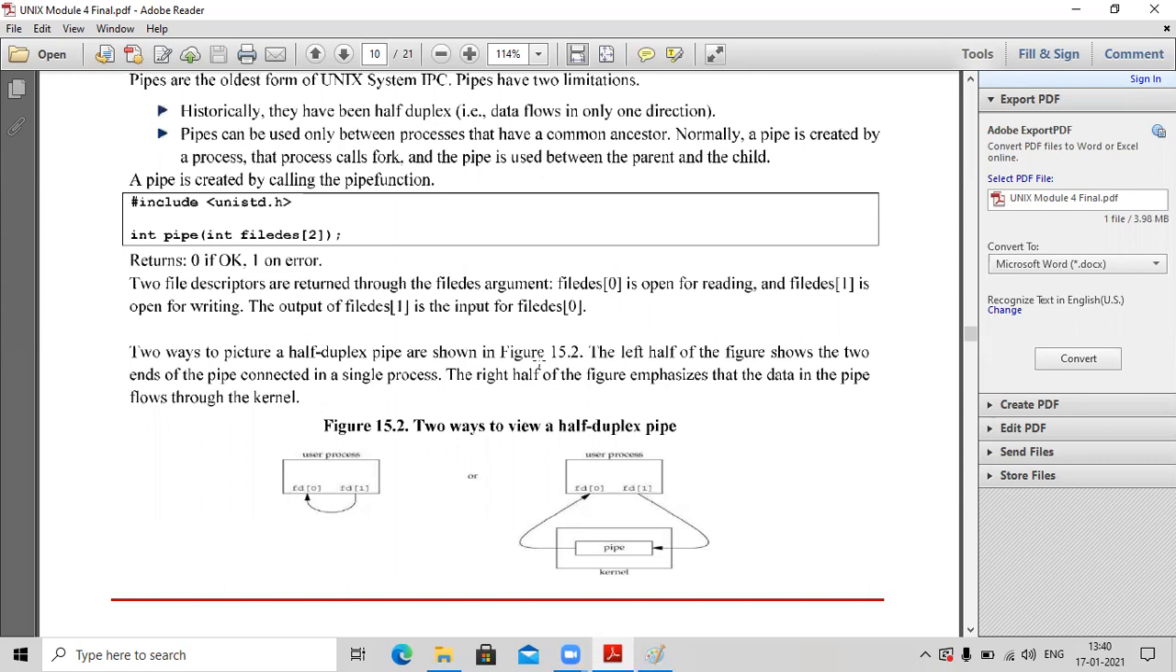As you can see, the left of the figure shows the two ends of the pipe connected in a single process. The right of the figure emphasizes that the data in the pipe flows through the kernel. Here also you are using a pipe, but instead of directly reading from the file descriptor, here I'm using a pipe which is placed in the kernel. Then I'll be performing the reading operation. So this process will write something to fd[1] and this process will read the content written into the pipe. It will write into the pipe, then through fd[0] you will read the contents.